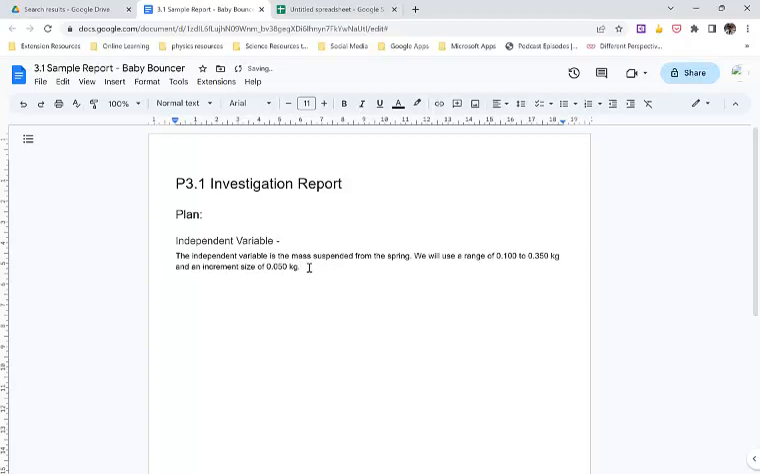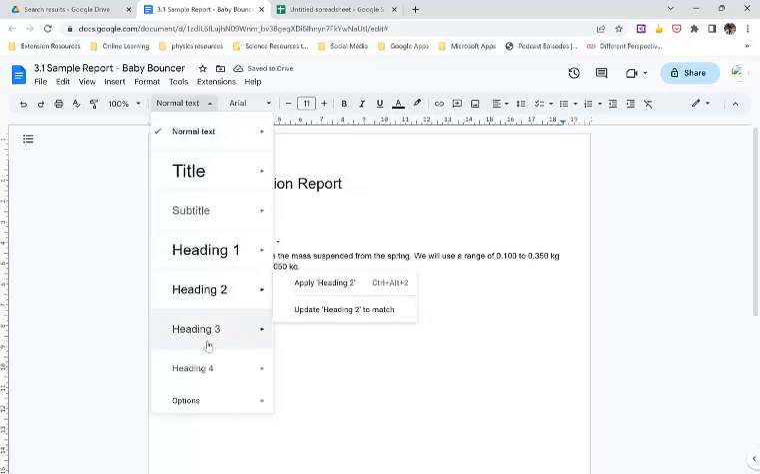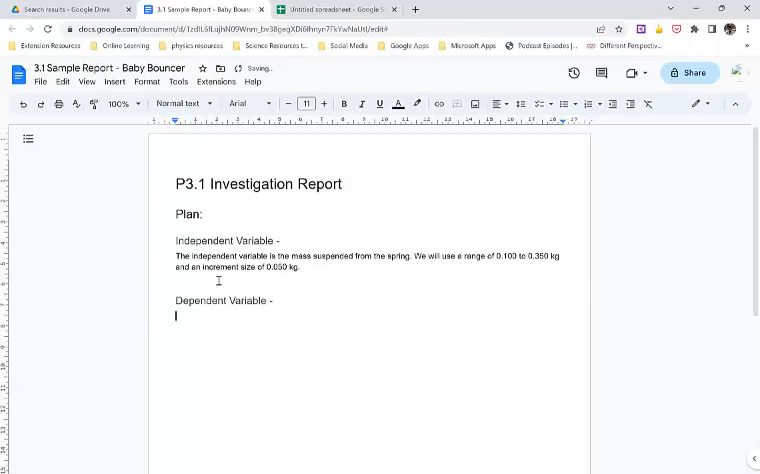Okay. And then we have the dependent variable. And I'm going to just make that a heading 3 as well, and get rid of the extra line. The dependent variable is the period of oscillation of the mass. We will measure this with a stopwatch.